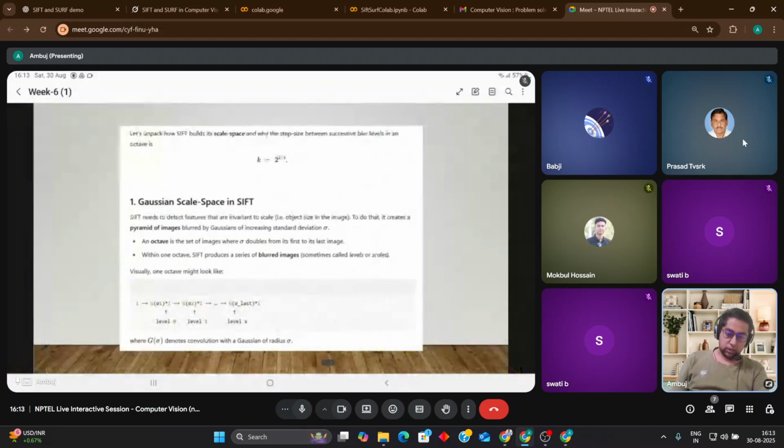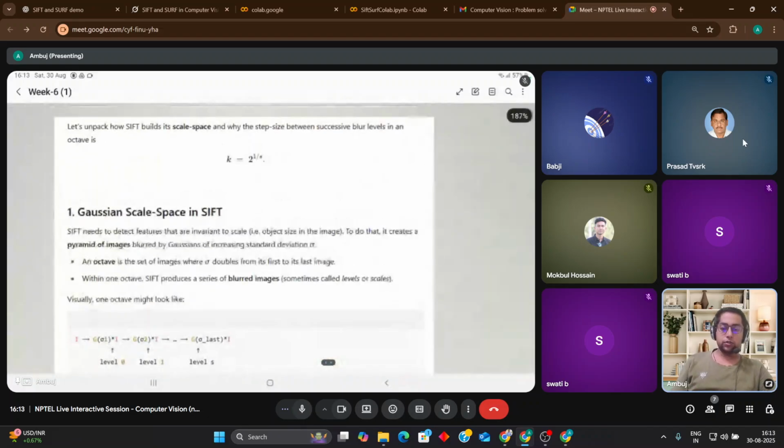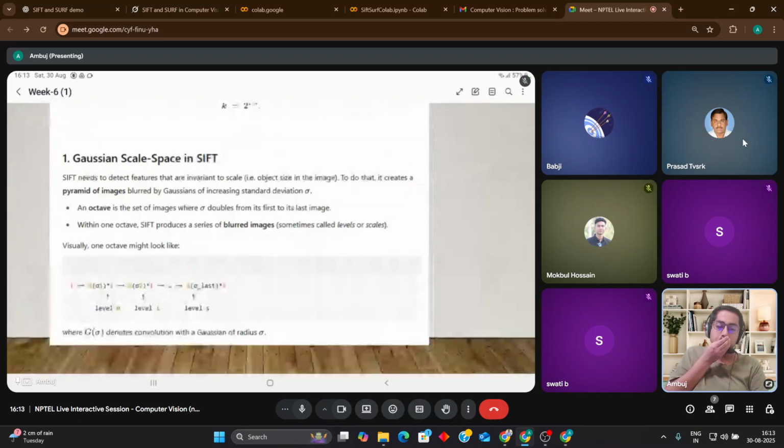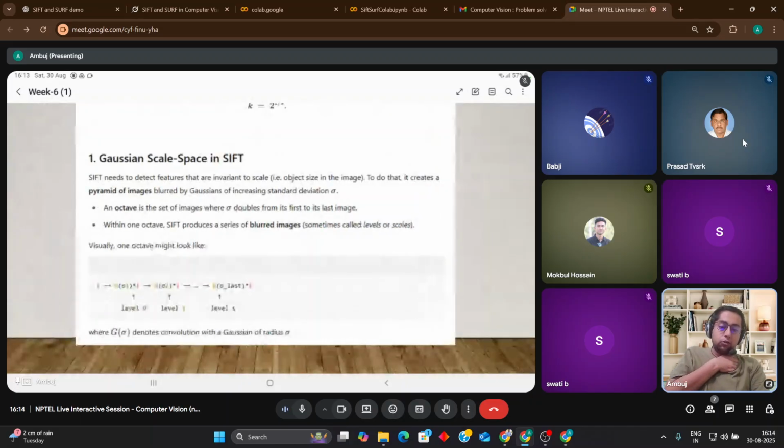Now let us see in detail how SIFT builds up the scale space and why the step size between successive blur levels in an octave is k equal to 2 raised to the power 1 upon s. For the Gaussian scale space in SIFT, SIFT needs to detect features that are invariant to scale. To do that, it creates a pyramid of images blurred by Gaussians of increasing standard deviation sigma. An octave is the set of images where sigma doubles from its first to its last image. SIFT produces a series of blurred images.